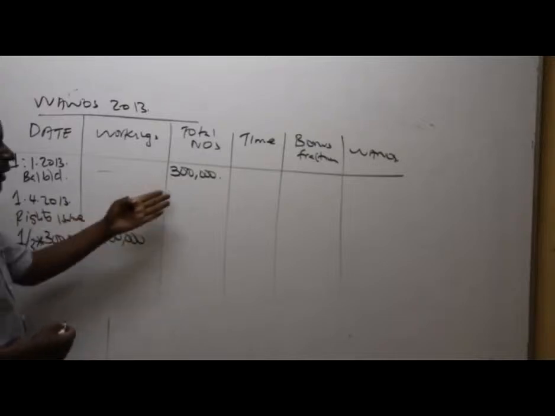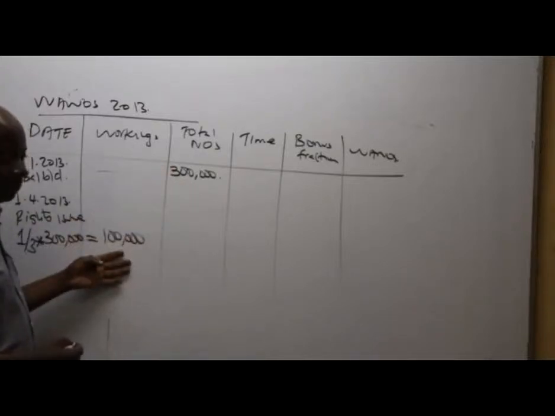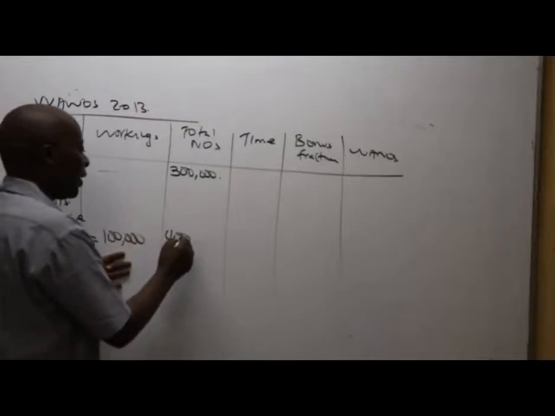So cumulatively, how many will we have cumulatively? 400,000. Thank you very much.